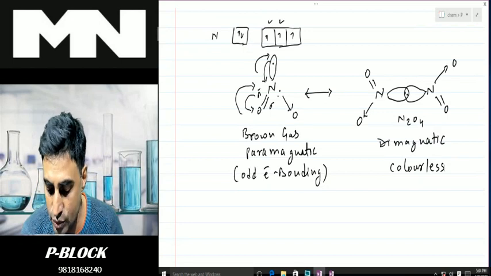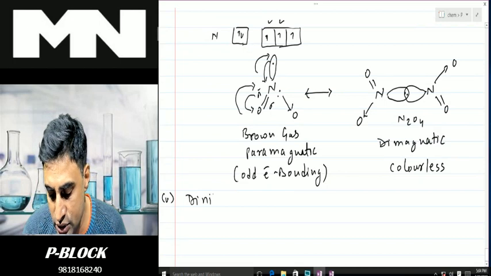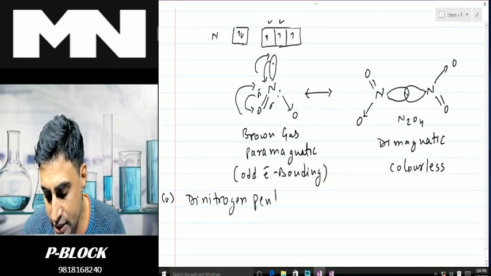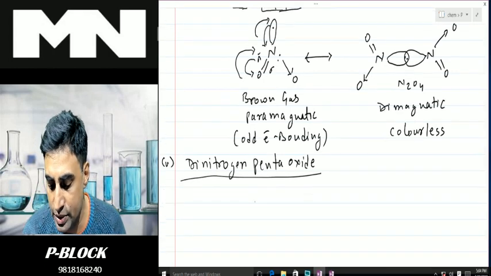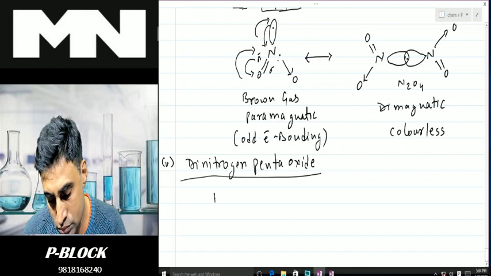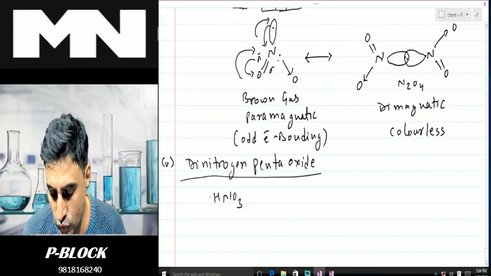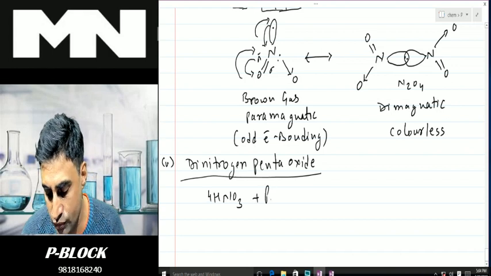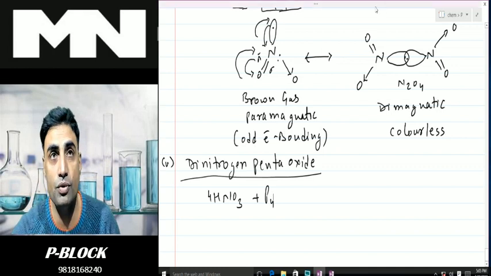After that, another one is dinitrogen pentaoxide. Dinitrogen pentaoxide can be obtained by the dehydration of HNO3. So 4 moles of HNO3 when heated with phosphorus pentoxide will give you N2O5.